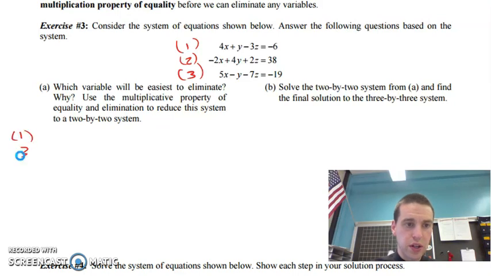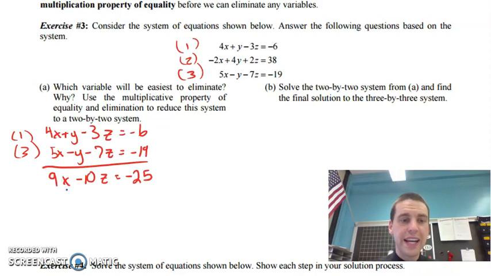Why did I choose 1 and 3? Because this has a positive y, this has a negative y. So I'd like you guys to use the elimination method right now and get your one equation from getting rid of the y's in 1 and 3. Right now, pause it. So you should get 9x minus 10z equals negative 25.